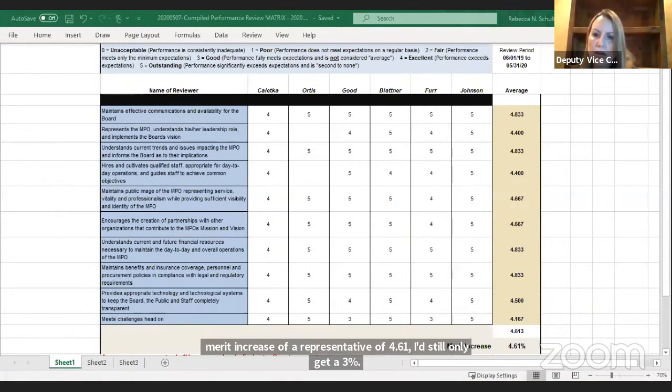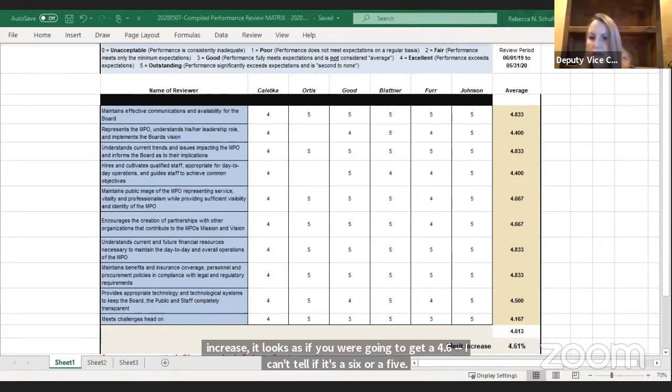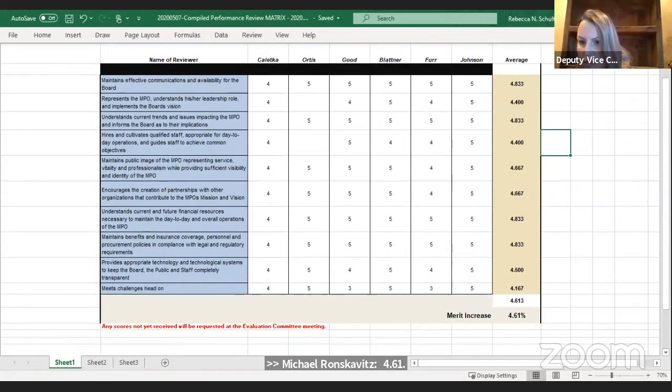That was going to be my next question. The way the chart reflects the merit increase, it looks as if you were going to get a 4.6. I can't tell if it's a 6 or a 5, sorry. 4.61. Yeah. So the line should just reflect the overall average and then maybe something that says qualifies for a 3% increase. Because the way this chart looks to the public, you would think that Mr. Stewart is getting a 4.61% merit increase.